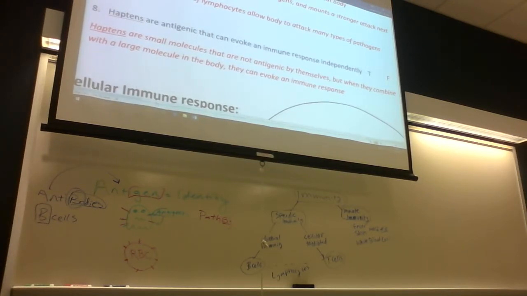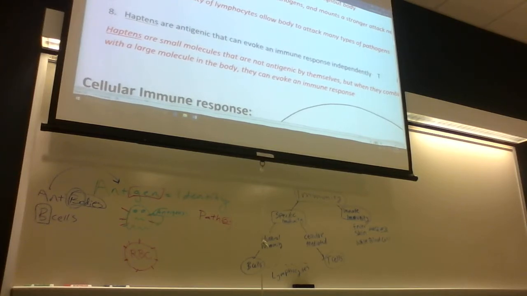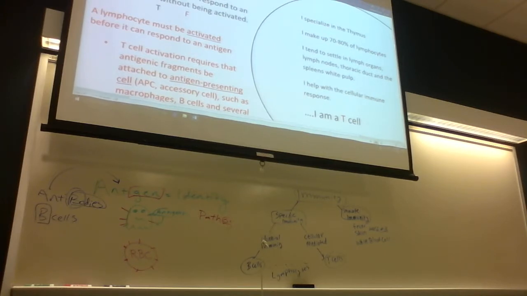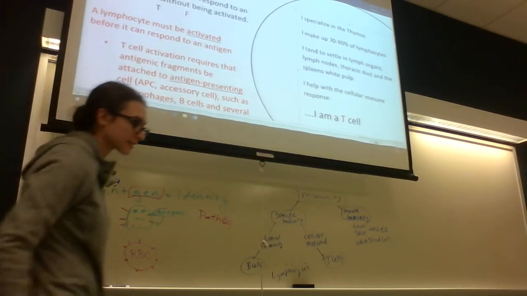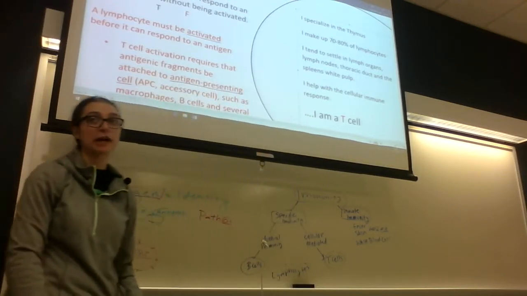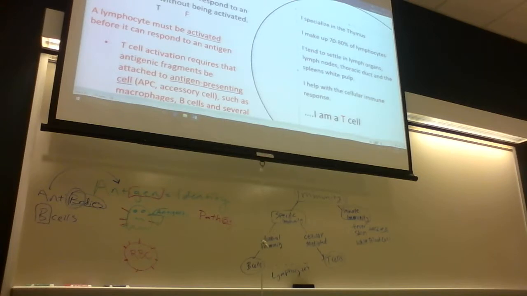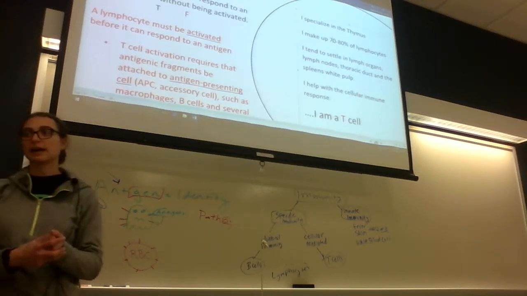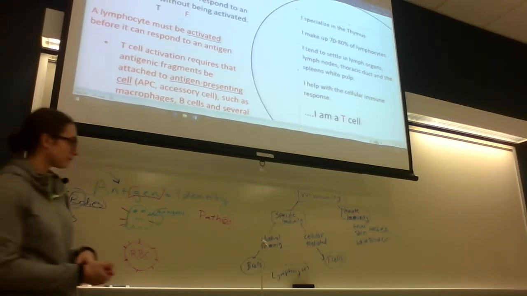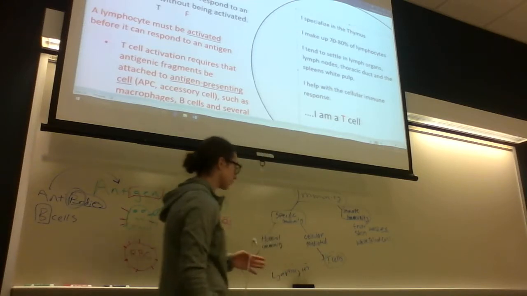So we're going to start out with your cellular immune response. Since it's cellular immune responses, we're going to be talking about T cells. T cells specialize in the thymus. You have many specialties of T cells, and we're going to go through these. You have your cytotoxic T cells, your memory T cells, and your helper T cells. Your helper T cells are really important. But overall, all three categories of T cells make up 70 to 80% of lymphocytes. Lymphocytes being your B cells and your T cells. Those are your lymphocytes.